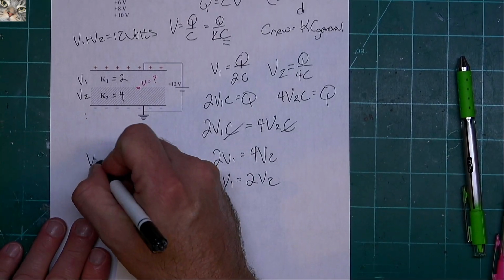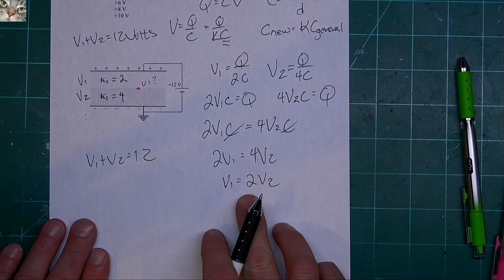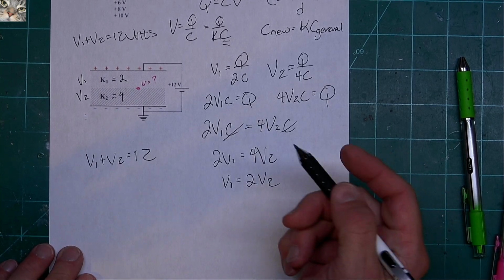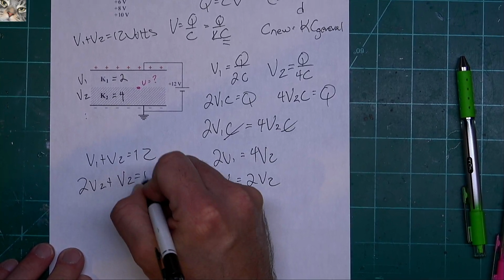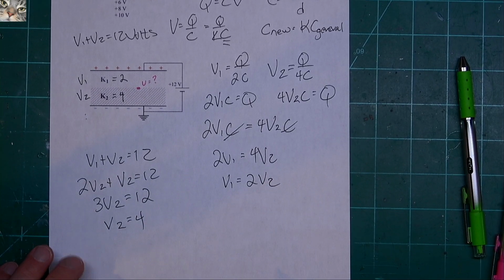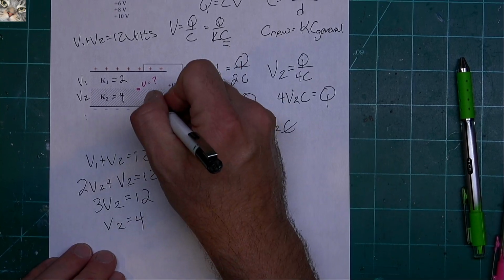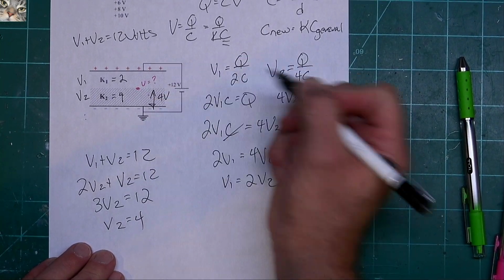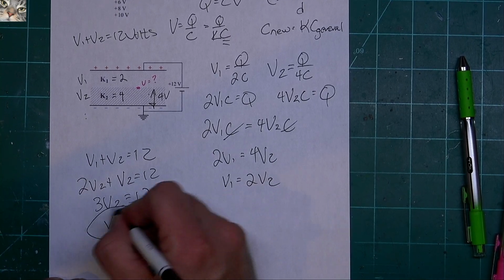And we have this equation over here, V1 plus V2 equals 12. So we can put this in place of V1 here. So 2V2 plus V2 equals 12, 3V2 equals 12, V2 equals 4. So we're asking what is the potential between the two dielectric slabs? Well, we know this right here is 4 volts. And with that, we get V2 equals 4 volts. So our answer is 4 volts.